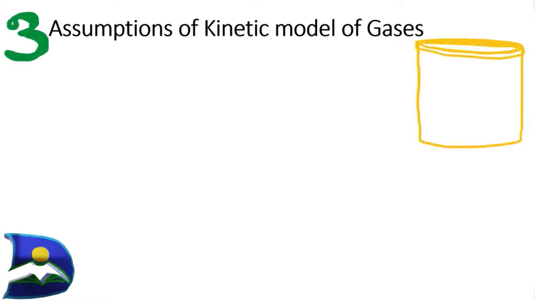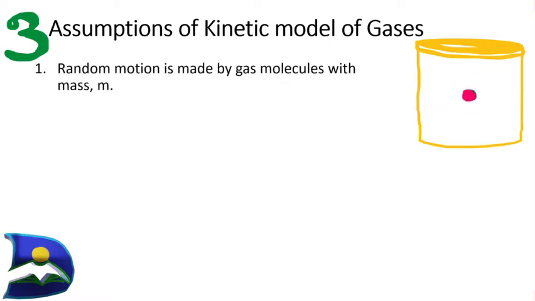So the assumptions first for the kinetic model of gases are actually three. These three include first focusing on a container, and we have two gases. Both of them are not reactive, therefore this behavior is mainly focusing on an ideal gas. We first have to create an assumption that the random motion is made by gas molecules with a specific mass, which is represented as m.